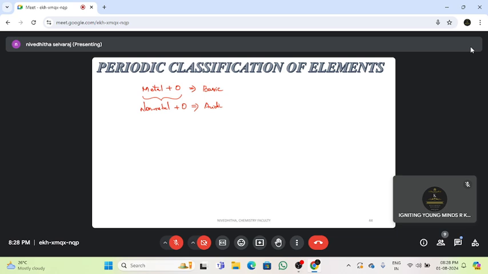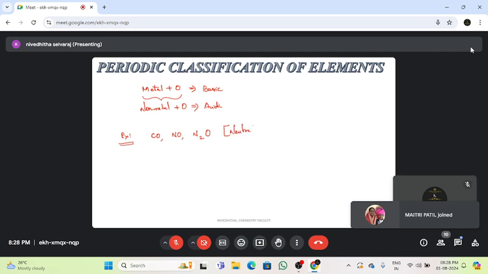There are a few oxides which are neutral. For example, these are some exceptional cases: carbon monoxide, nitric oxide, nitrous oxide. These are all neutral oxides. And there are a few metal oxides which are amphoteric in nature. What is amphoteric in nature? Sometimes they may behave as a base, sometimes as an acid. That is called amphoteric in nature.